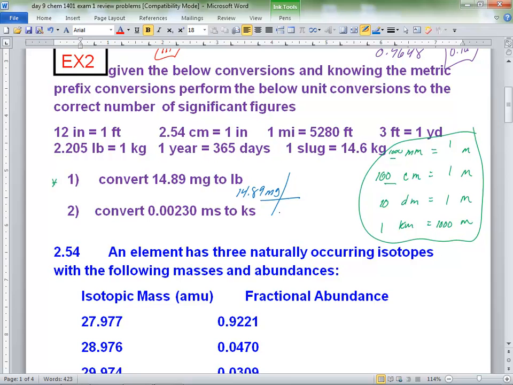Oscar, what did you do first? After we set up the right here. Yeah. So obviously write down 14.89 milligrams. Then right on top 1 gram, and then on the bottom 1,000 milligrams. You hear him? He's exactly right. Usually this is how I start out. And it leads right to what Oscar said.